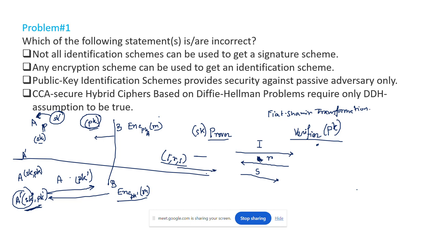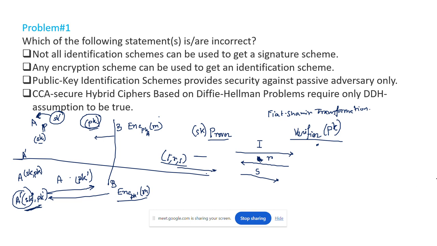Do you have a problem with the word "only"? The first part is clear: that a CCA secure hybrid cipher based on the Diffie-Hellman problem requires only the DDH assumption to be true. Actually, I'm not able to remember this. What is the DDH assumption that you want to know?